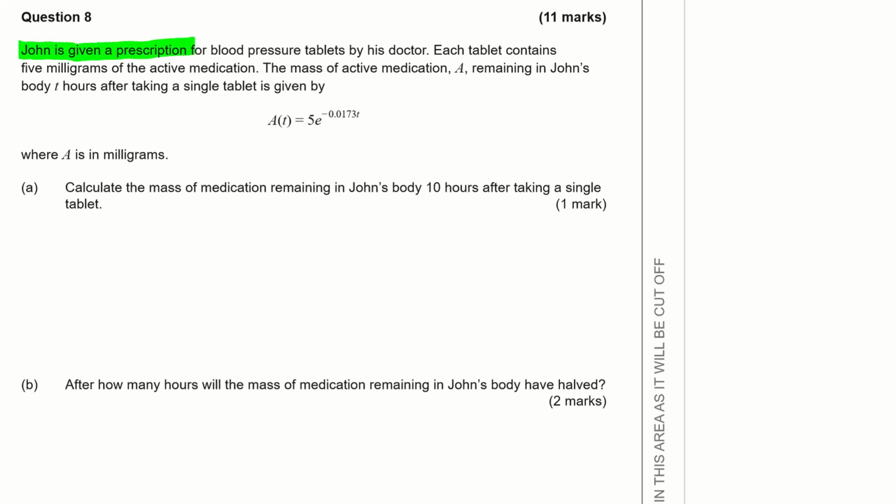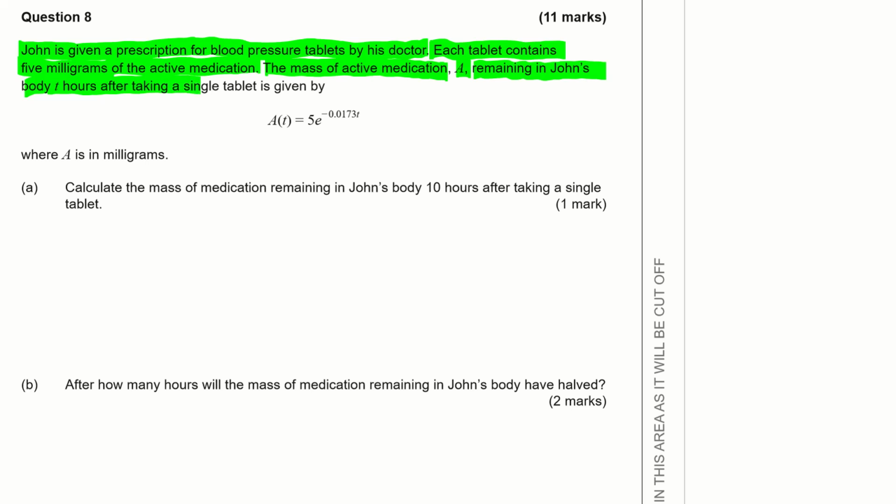John is given a prescription for blood pressure tablets by his doctor. Each tablet contains 5 milligrams of the active medication. The mass of active medication A remaining in John's body T hours after taking a single tablet is given by A of T is 5e to the negative 0.0173 T, where A is in milligrams.